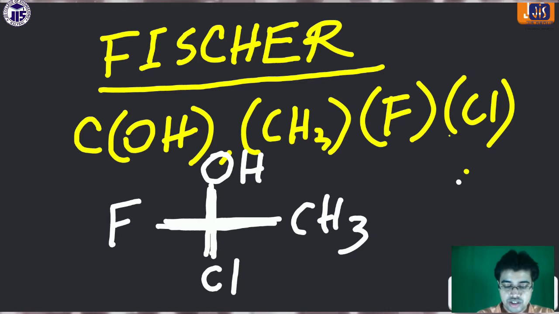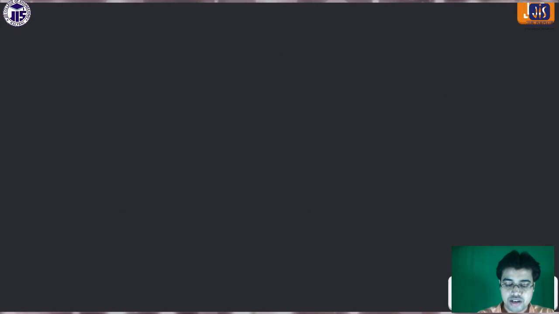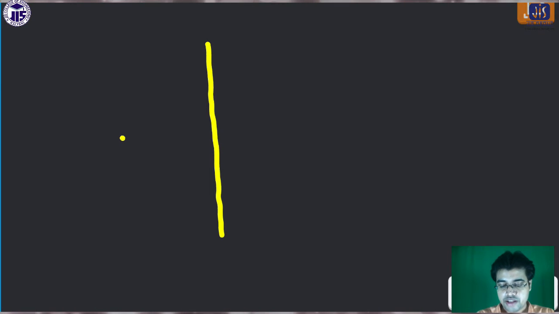Okay, so just take it in this way, that in the middle there is the carbon. Here it is the carbon, and on the four sides there are 4 different groups attached to this carbon. So that is the Fischer projection, and the main thing of the Fischer projection is that you have to represent it in this way, that there will be 4 groups attached in this way.